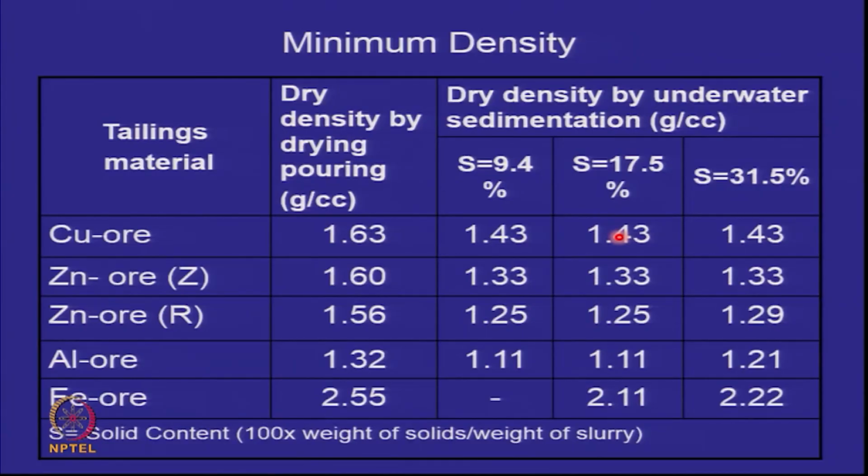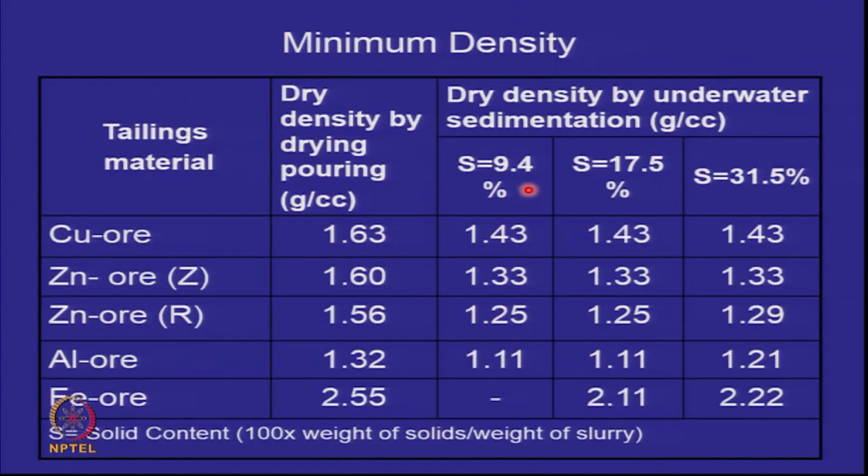Because the specific gravities are high, the densities will be high, right? So this is an attempt to see the minimum density, because in a slurry pond you are always interested in the minimum densities, because these are all hydraulically deposited. But still, if you do dry pouring, your densities are in the range of 1.32 to 1.63. In the case of iron, it is higher. And if you deposit them under water, and these are just solids content, that means more and more solids, lean slurry means 10% solids content, then you will get lower values of dry density when you deposit the material under water.